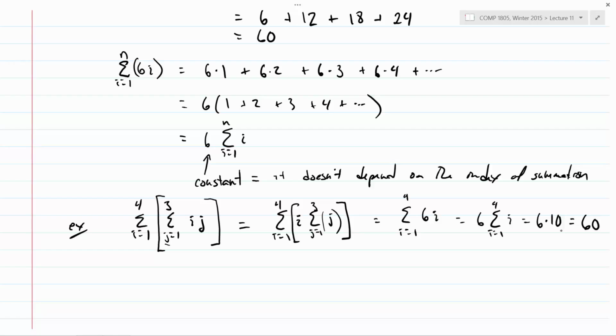Any questions about factoring? Yeah? Actually, do you have some examples for splitting sums? Yes. In fact, I will do that right now.